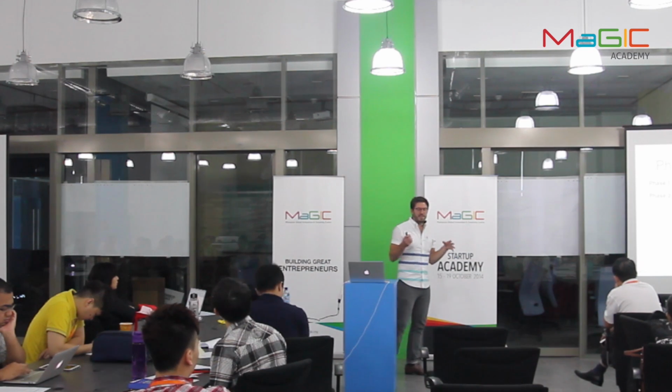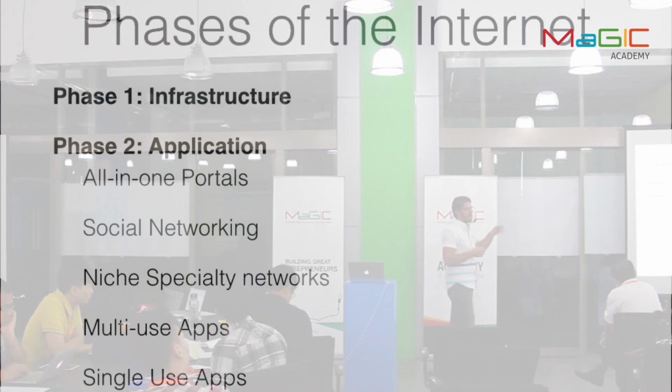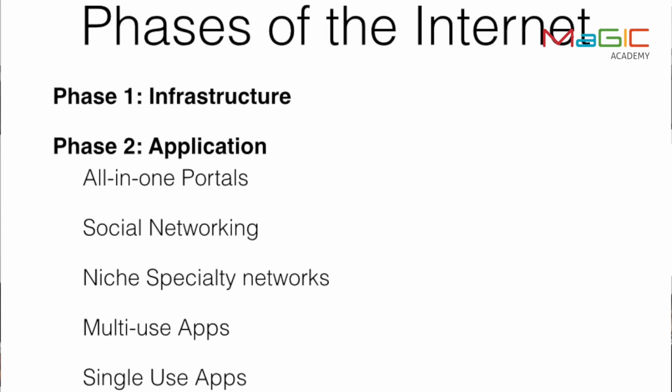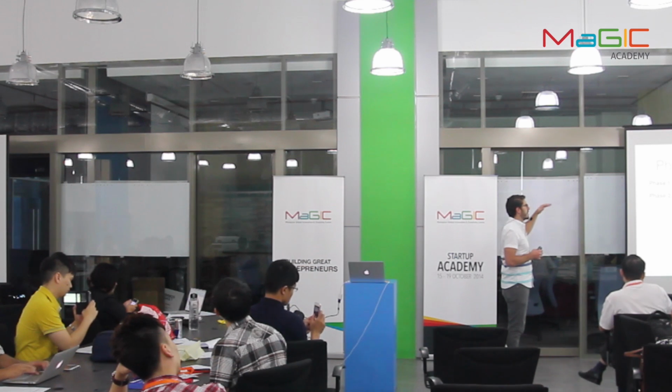Okay, phases of the internet. So this is what patterns we have seen at the application layer of the internet. So we've gone through infrastructure, and now we're in the application phase.